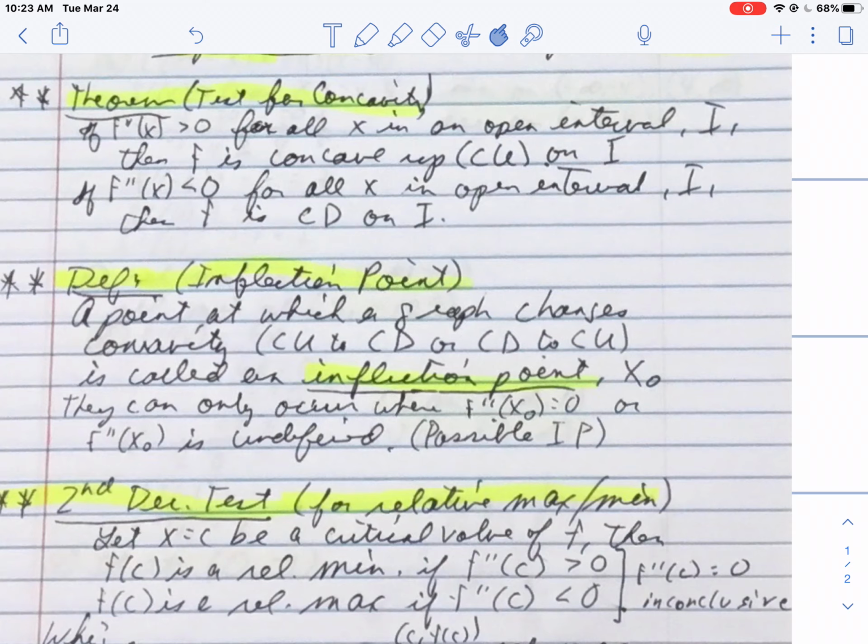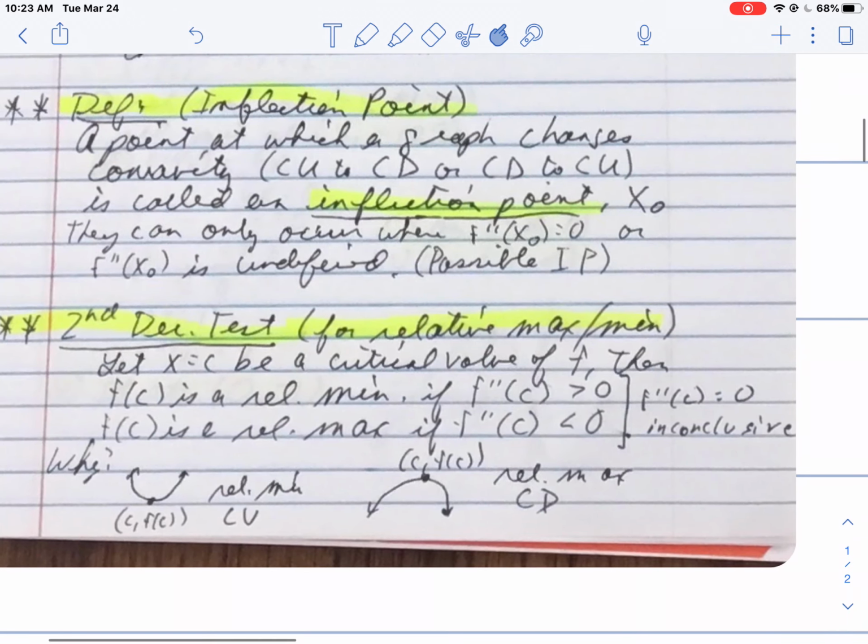Inflection points. An inflection point is a point at which the graph changes concavity. So if we're changing from concave up to concave down, or from concave down to concave up, we have what is called an inflection point. We label that as x sub 0 or x naught, and we used that notation before, but we'll just call it x sub 0 in this case.